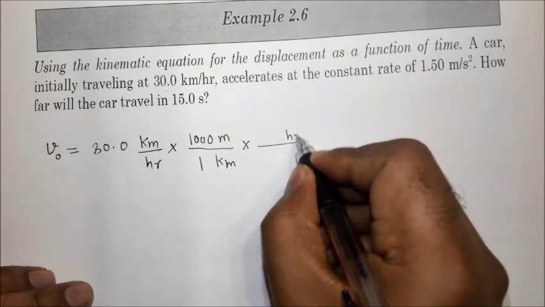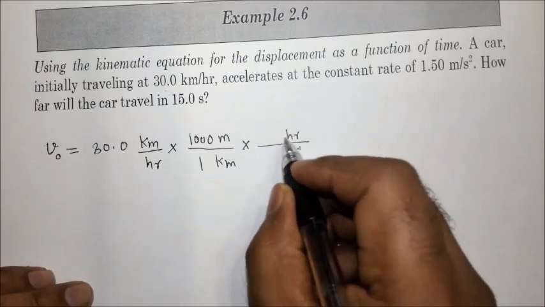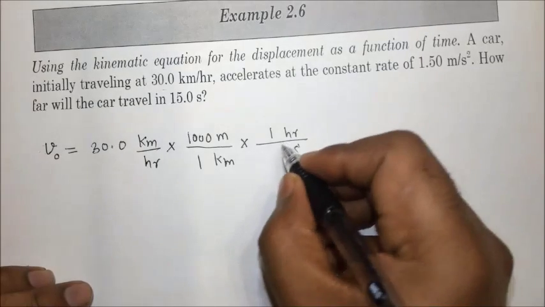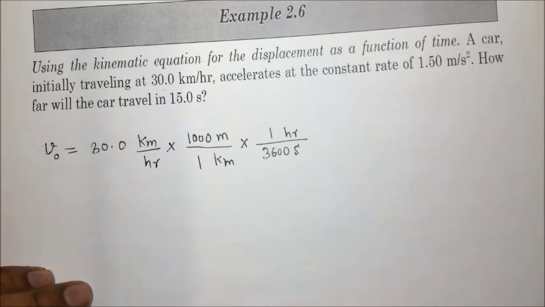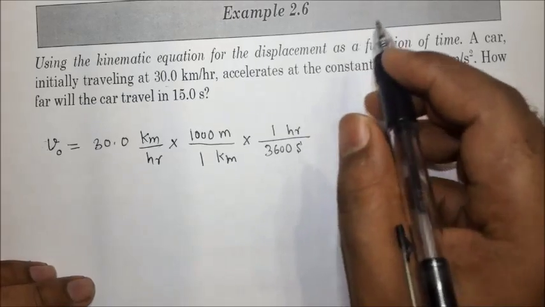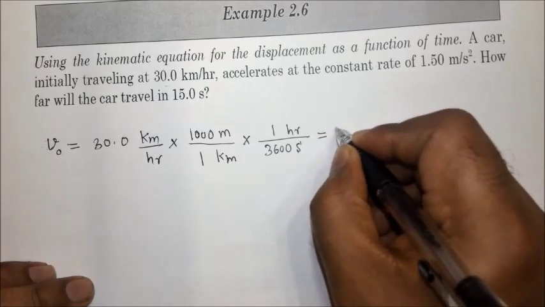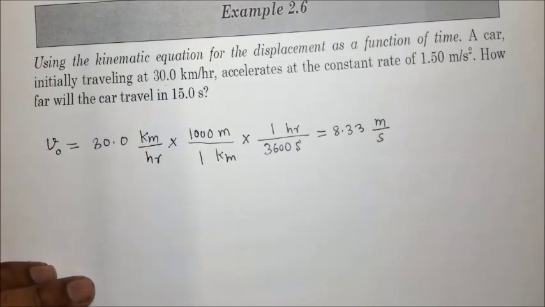And let's put hour on the top so that they can cancel, and second on the bottom. 1 hour has 60 minutes and each minute has 60 seconds. So there are 60 times 60 seconds in an hour. That comes to 3600 seconds in an hour. If you solve this, it will give you approximately 8.33 meter per second.